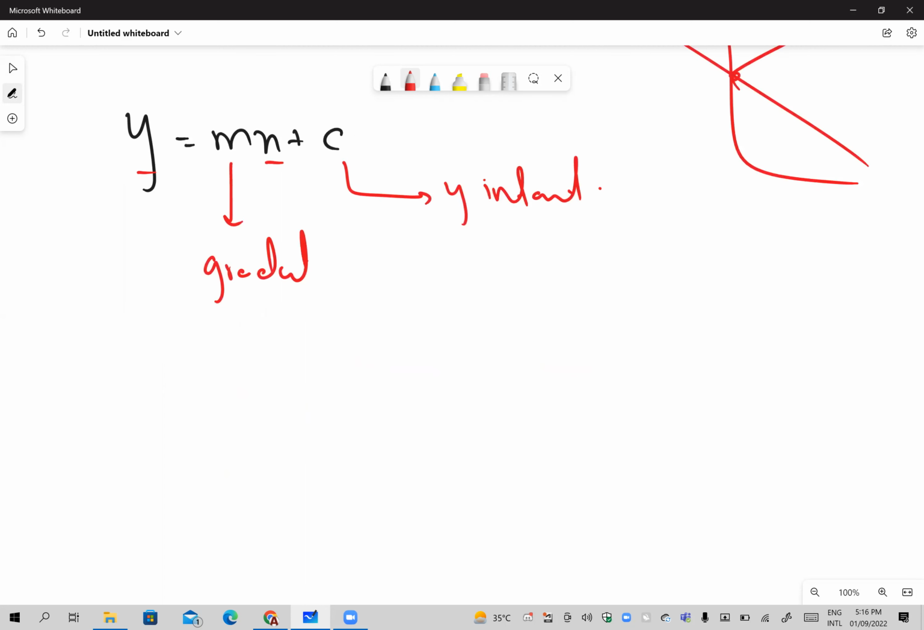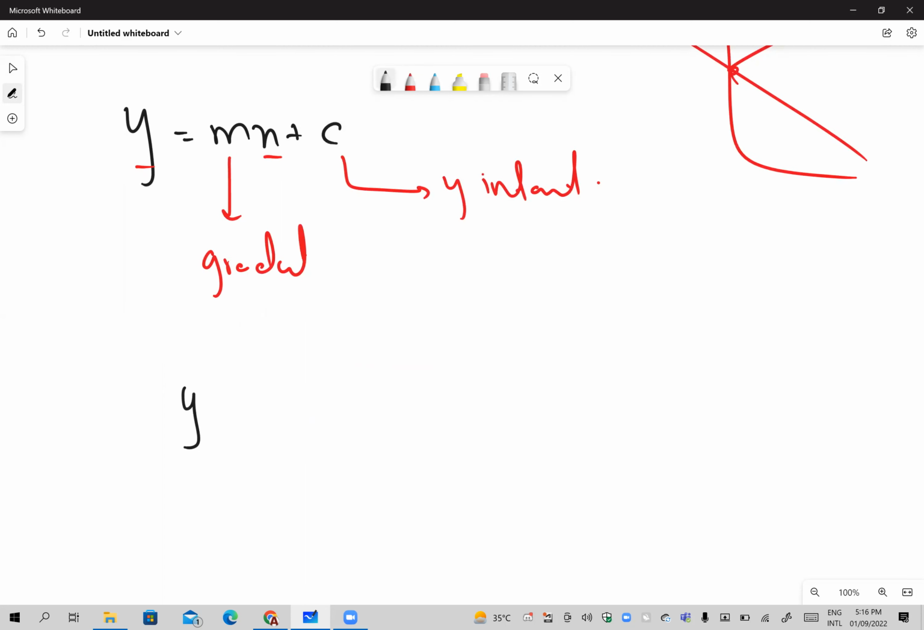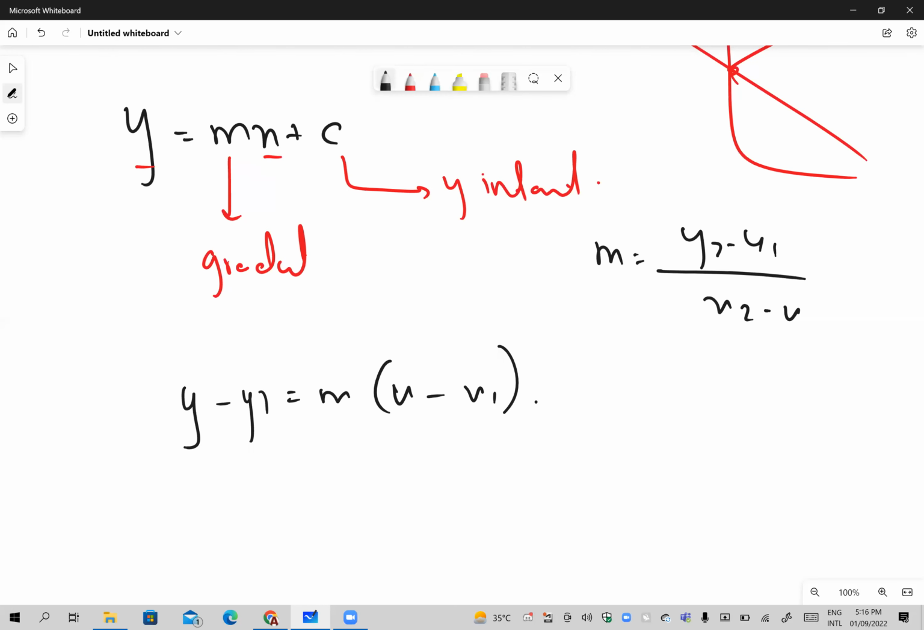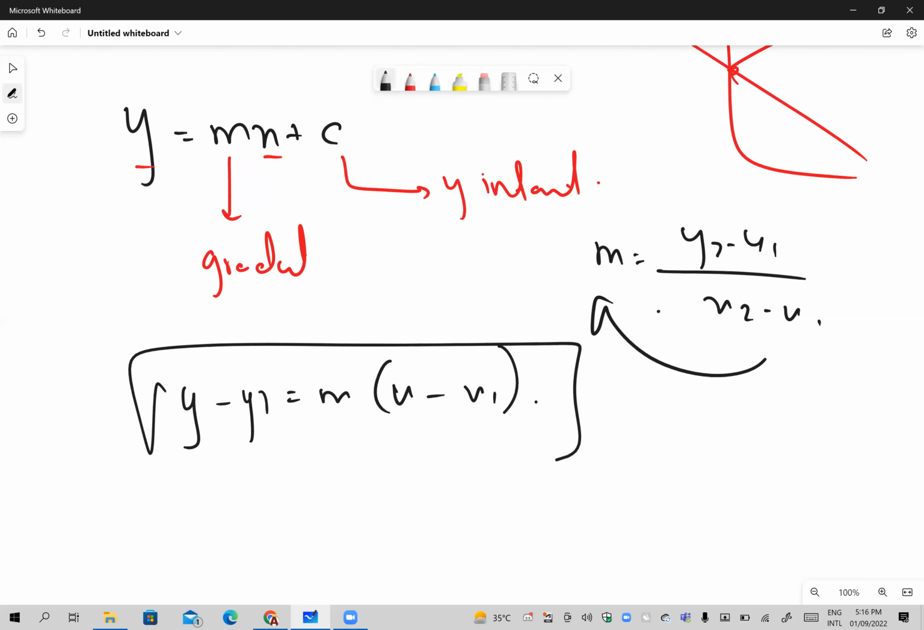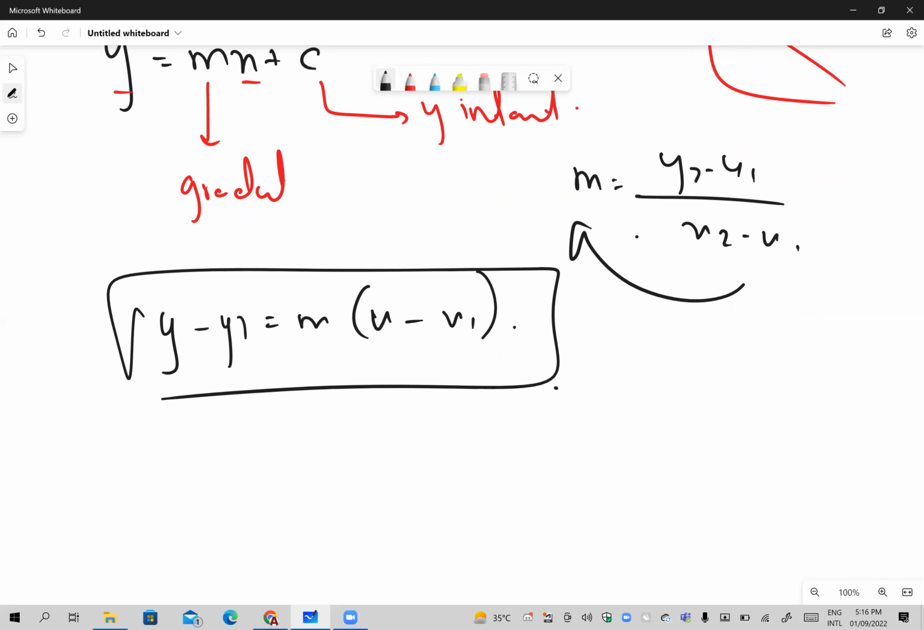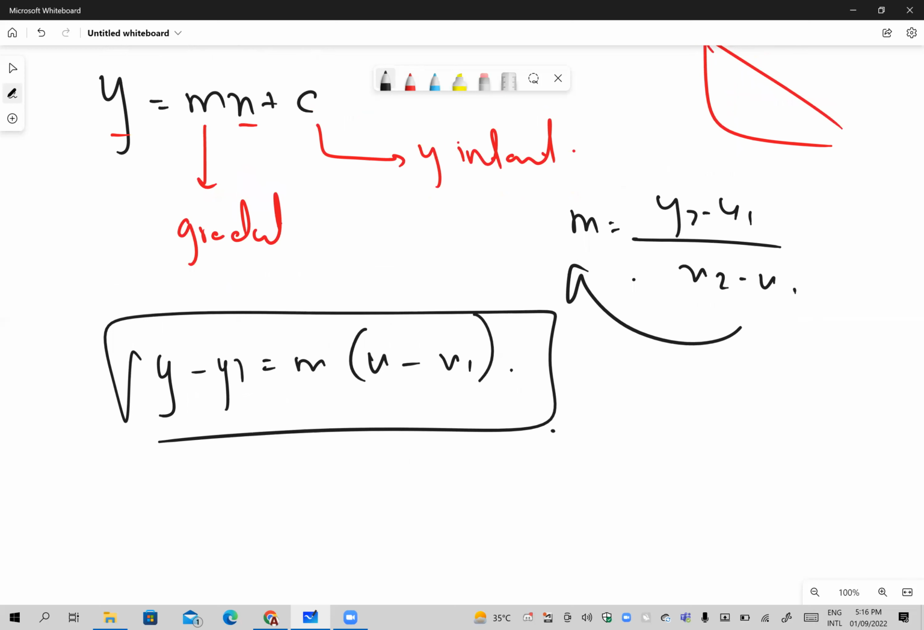There's another formula, y minus y1 is equal to m times (x minus x1). This formula has been derived from the formula of gradient, that was m is equal to y2 minus y1 over x2 minus x1. Simply, if you multiply it across, you get this formula. Using these two formulas, guys, remember, if you get an equation of line question, you'll have to figure out m, c, and then simply plug in the values in the equation.